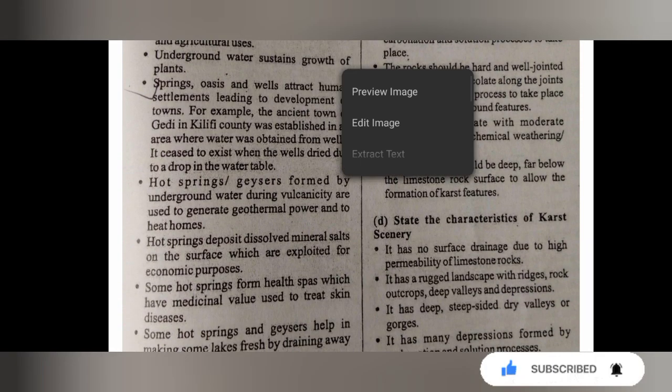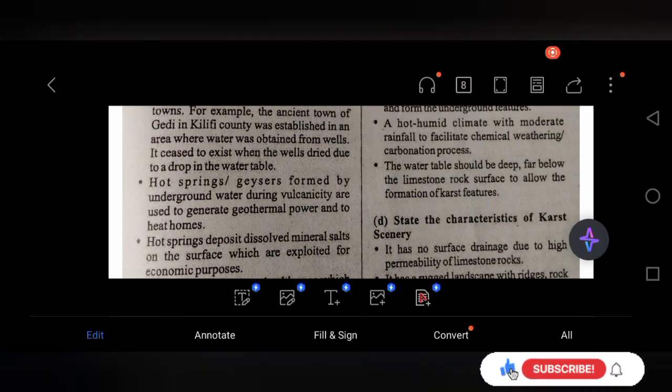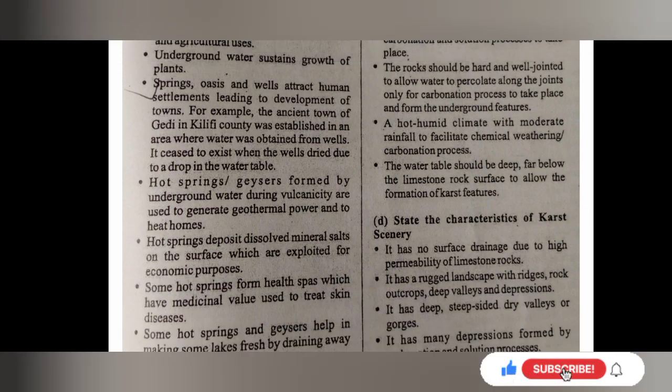So it's important that it also influences settlement and development. And also the hot springs and geysers formed by underground water during volcanicity are used for geothermal power and to heat homes. So we get electricity from them, and also heat for homes. Also the hot springs deposit dissolved minerals and salts on the surface, which are exploited for economic purposes. The other importance is that some of the hot springs form health spas, which have medicinal value, and treat skin. I don't know how this happens, but some claim that these hot springs normally provide water for medicinal use. I don't know how true that is, subject to confirmation.